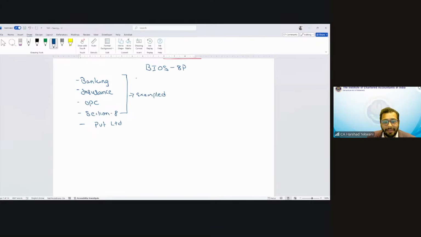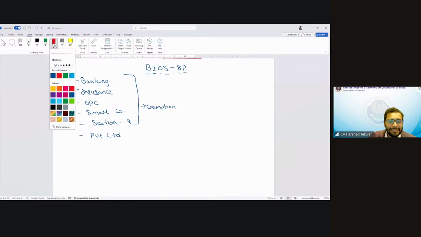But private limited exemption is something different. Private limited exemption is something different. Just one thing here. Sorry, I'll just pull it down. OPC, small company, section 8. Okay, so banking, insurance, OPC, small company, section 8, and private limited. But private limited has some conditions. These are exempted. Exemption is given to them, but private limited is subject to some conditions. So we need to understand those conditions.